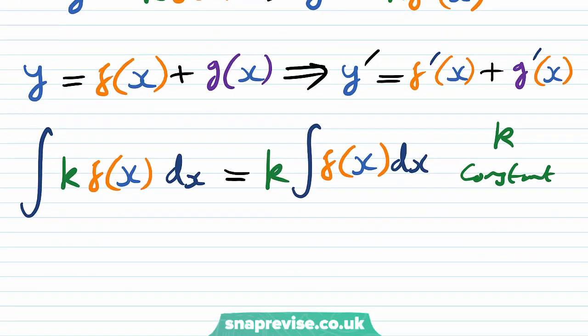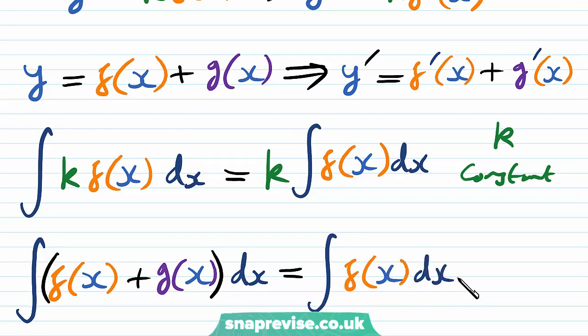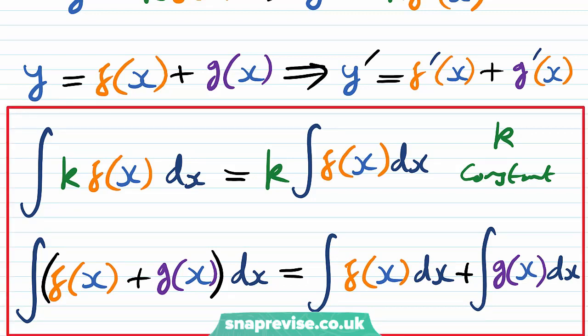Similarly, if you integrate a sum of functions, say the functions f of x and g of x, with respect to x, then you can separate this out as two integrals: one of the function f of x with respect to x, and then we add this to the integral of g of x with respect to x. These two results can help us when integrating functions.